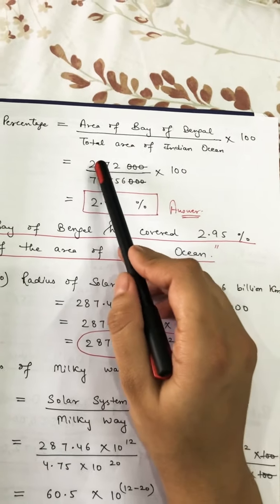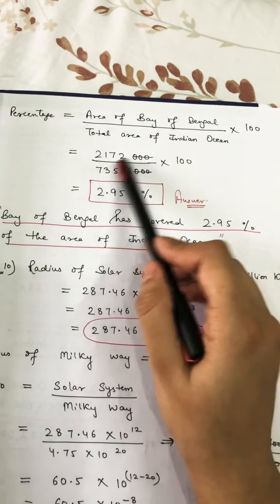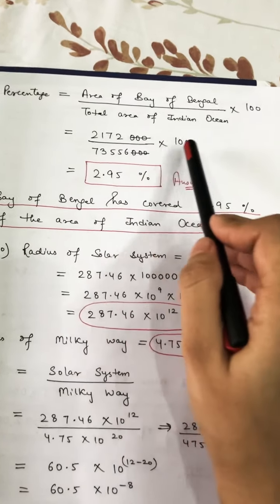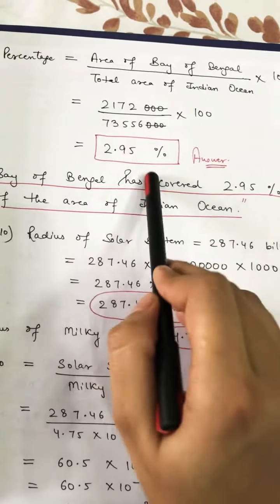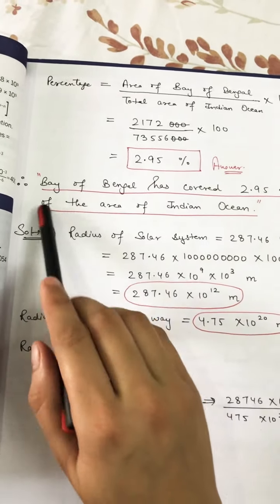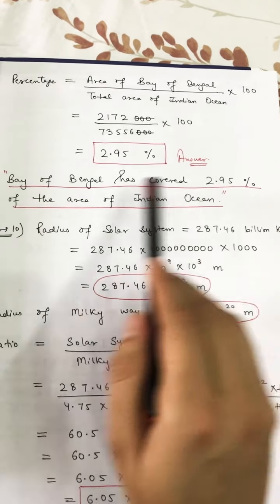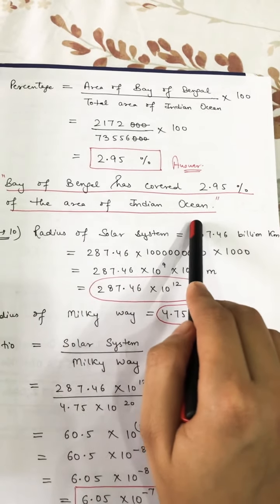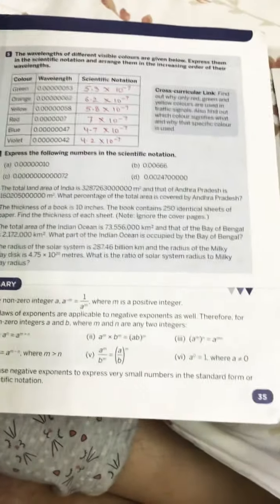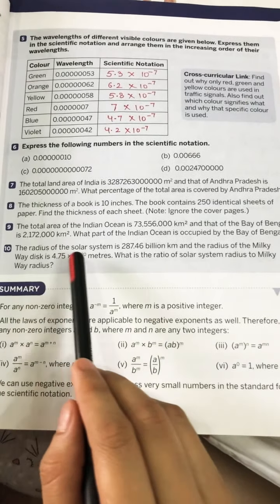After writing the statements, the number of zeros will be cancelled, multiply by 100. Now after dividing the numerator and denominator, and after multiplying with 100, your answer will be 2.95 percentage. So you can write it this way: therefore the Bay of Bengal covers 2.95 percent of the area of the Indian Ocean.